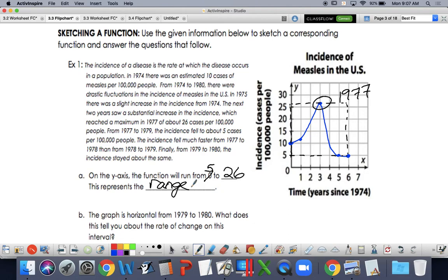Perfect. The graph is horizontal from 79 to 80. What does this tell you about the rate of change or the slope? What is the slope from 5 to 6 here? 0, right? There's no rise. There's a run, but there's no rise. So it's just 0.